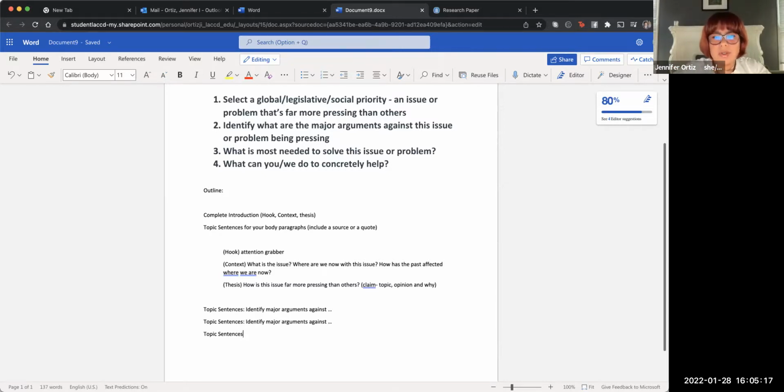Let's say now we get to your third body paragraph. What do you think the third body paragraph is going to be about? I gave it to you right here. What is most needed to solve this issue or problem, right? And because you identify two major arguments against, if you want to keep the symmetry of your argument, then you can dedicate two body paragraphs to what is most needed.